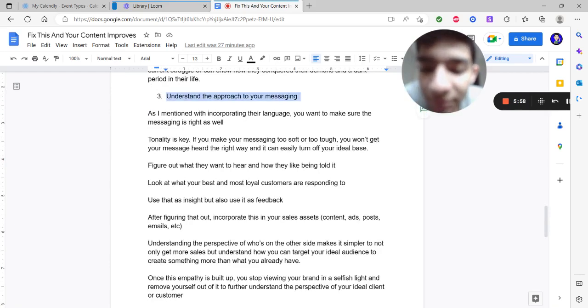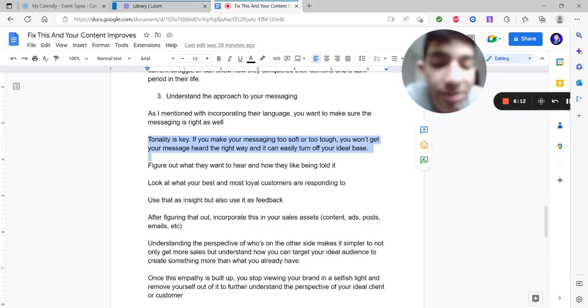So the third and probably the most important is understanding the approach to your messaging. And as I mentioned with incorporating the language, you want to make sure that the messaging is right. Tonality is very key. In the same way that I'm talking, you want to make sure that your messaging is just right. You want to make sure that it's not too soft or too tough. You want to understand what exactly they like to hear and the way it's presented. Like, figure out what they want to hear and how they like being told it.